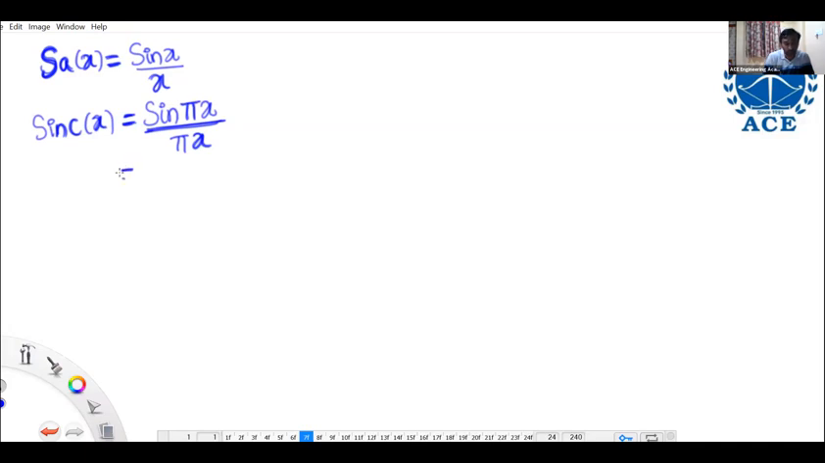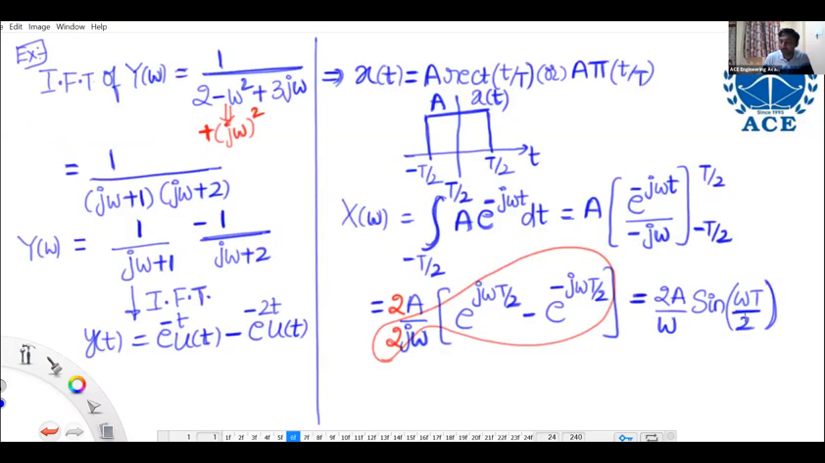Okay? How can you express the sinc pulse in terms of SAF functions? Sa of pi x, correct or not? So the sin x by x form is called the SAF function. So sinc x is treated as what? Sin pi x by pi x. In the place of x, if I substitute pi x, it becomes the SAF function. So we have a chance of adjusting our previous slide answer in two forms: one is the SAF function, the other one sinc.